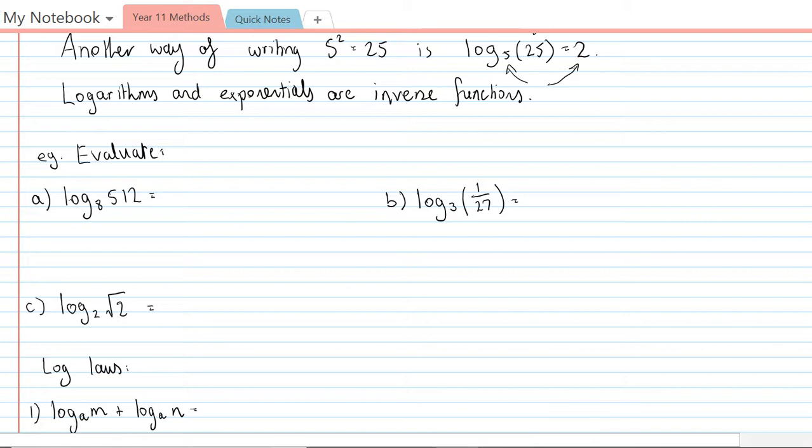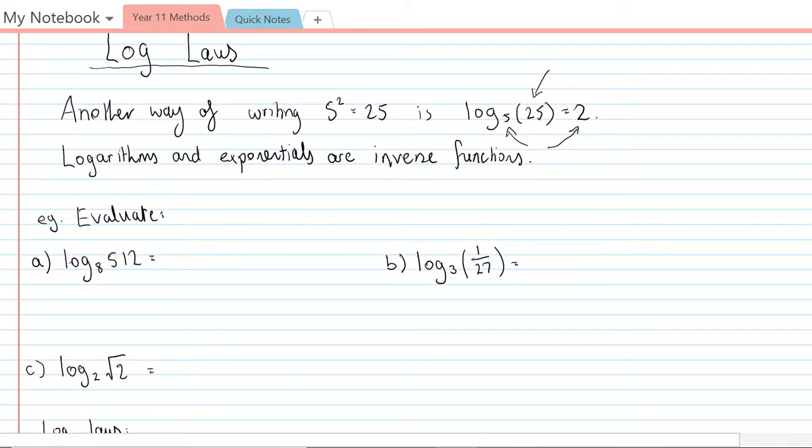Log base 8 of 512. So what that means, as I said up here, is we're saying this number here to this power here equals this number. So that means 8 to the power of something equals 512. That's another way of thinking of this. And so if you know your perfect cubes, you know that's going to be 3.